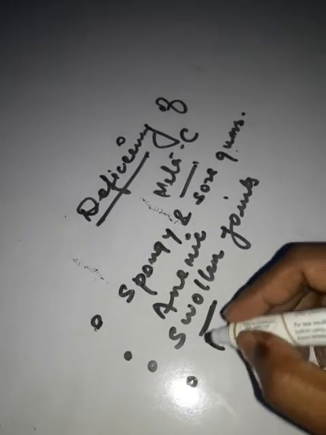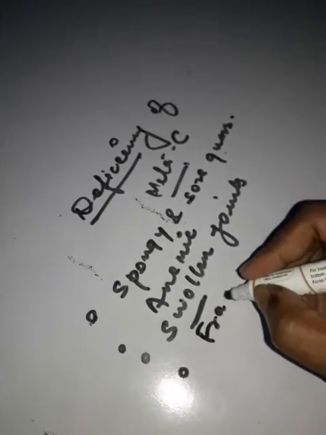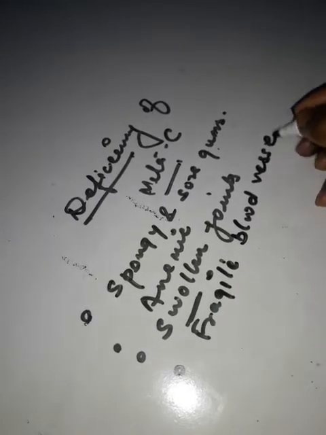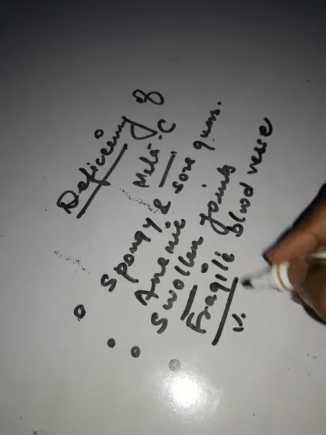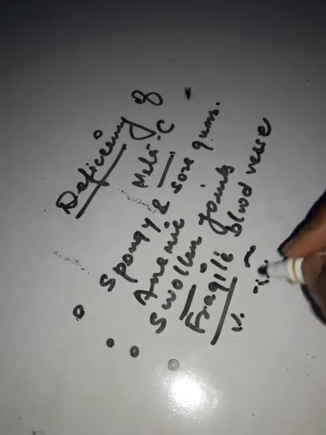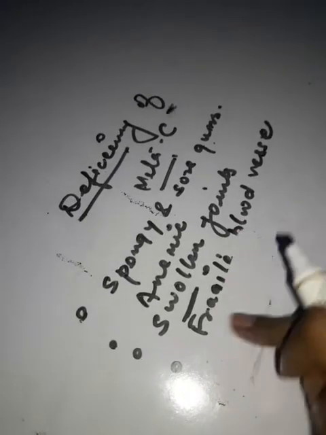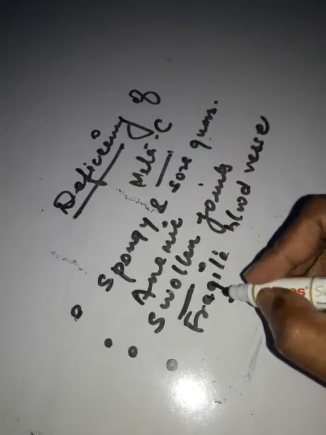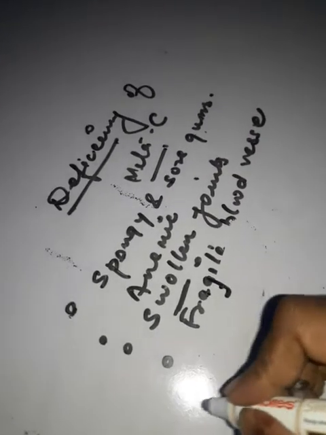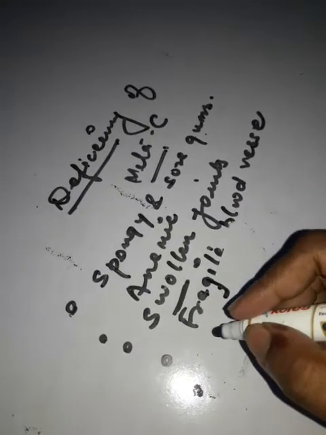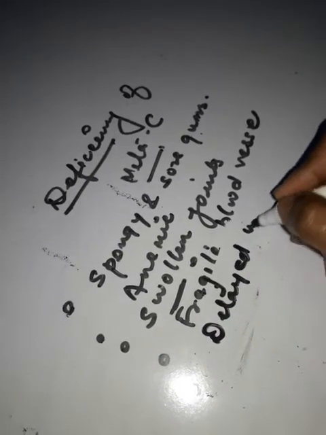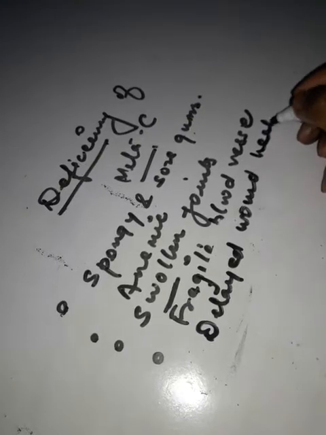Blood vessels will be fragile. Fragile is the word meaning there will be cracking; it will break easily. This is a symptom that arises when vitamin C deficiency takes place. The next point is delayed wound healing. Wound healing relates to blood clotting.